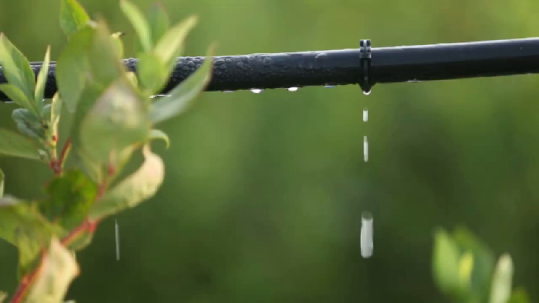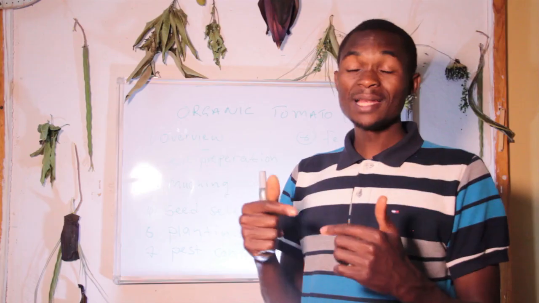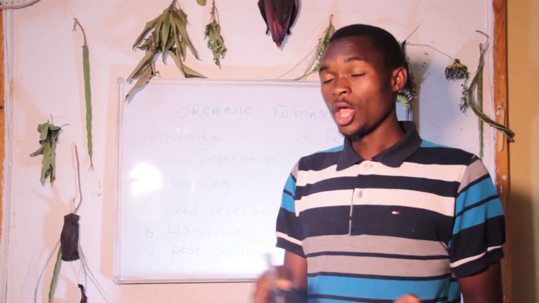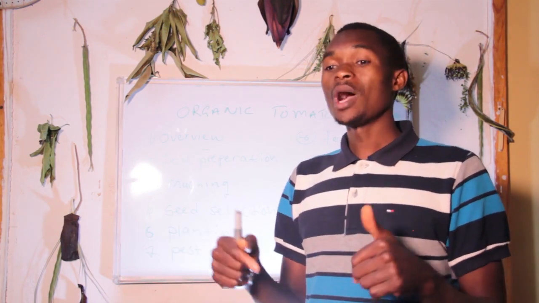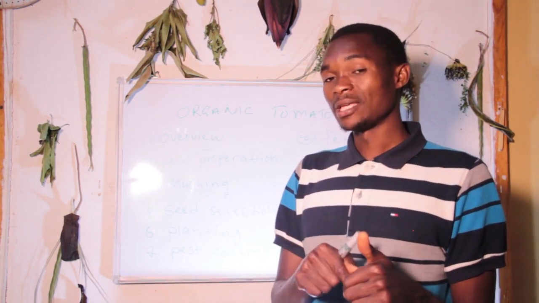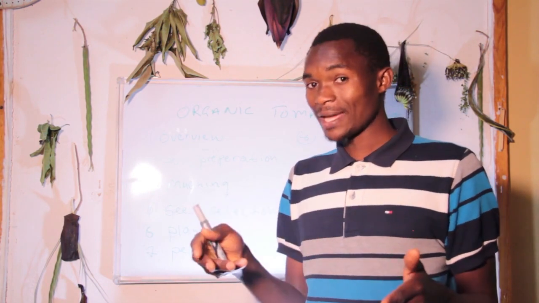Drip irrigation is the best for tomatoes. And what do you do? You put your drip lines before you have planted your tomatoes. When you put your drip lines, you have to water for 7 days. You have to water at least once or twice before you plant.